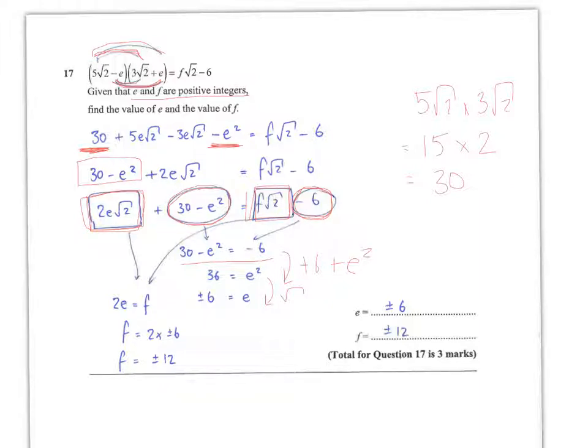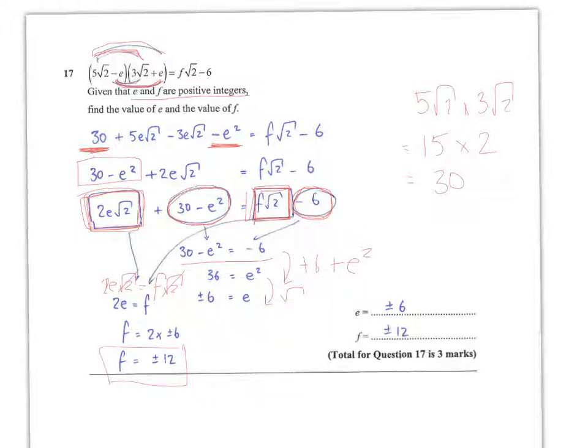Now if we compare the irrational parts, my surd values in the expressions, 2e root 2 must be the same as f root 2. So 2e root 2 must equal f root 2. Now I can cancel the root 2's from both sides, leaving me with 2e equals f. Now I know my e value. My e value is plus or minus 6. So 2 times plus 6 is 12, 2 times minus 6 is minus 12. So my f value is therefore plus or minus 12.